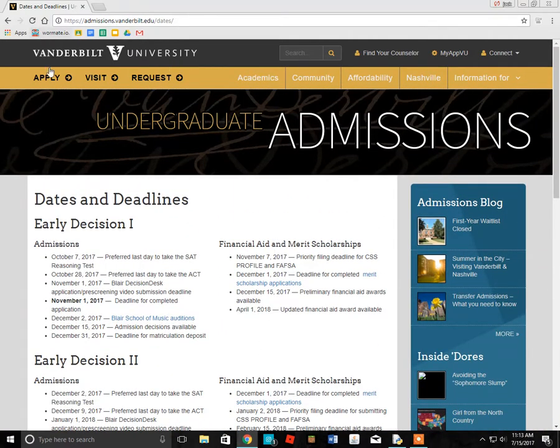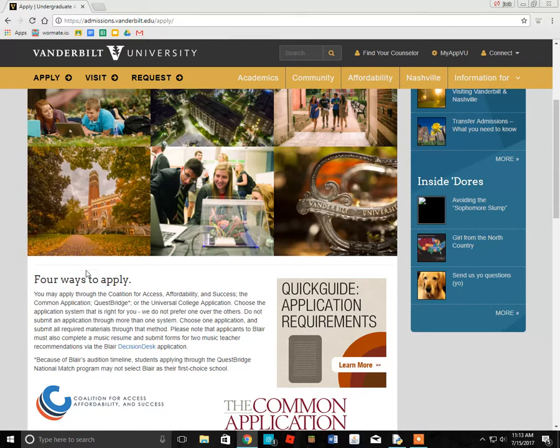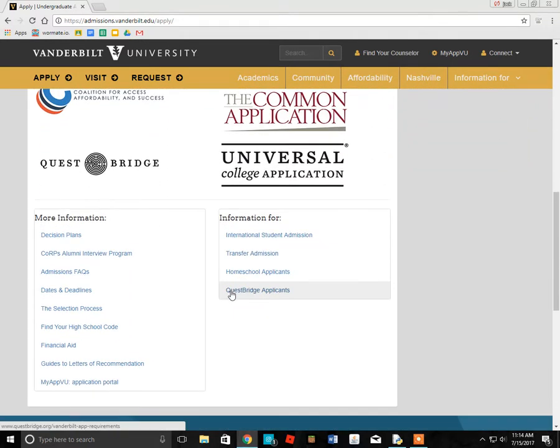If we go back up to the top, if you click on apply, it gives you information about how to apply. Here it says there are 4 ways to apply. The common application is listed, which is pretty much the easiest way to go. Some people use the universal college application, but most stick with the common. And then it provides links to those different websites.